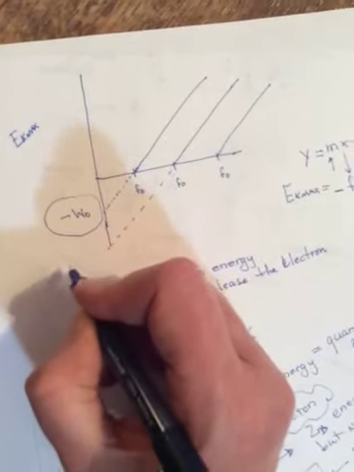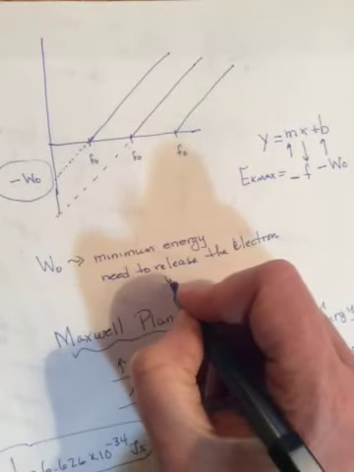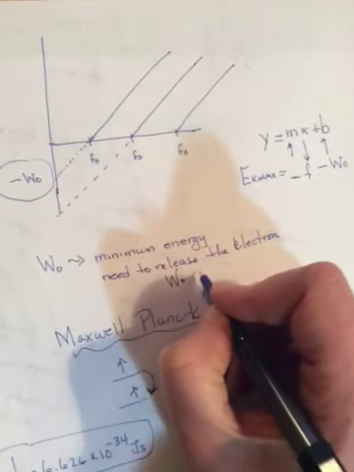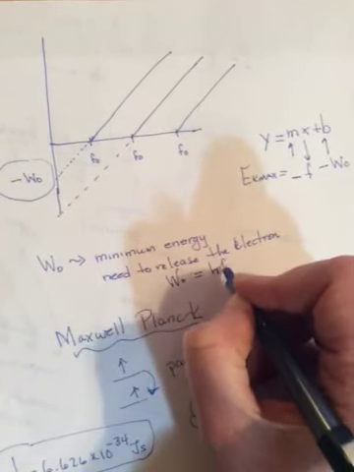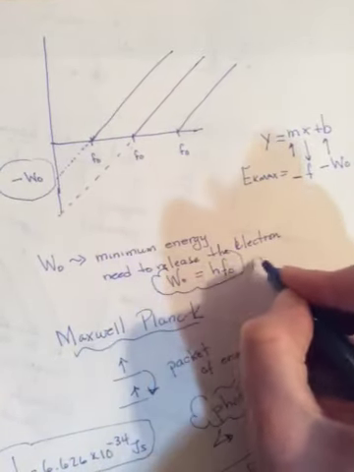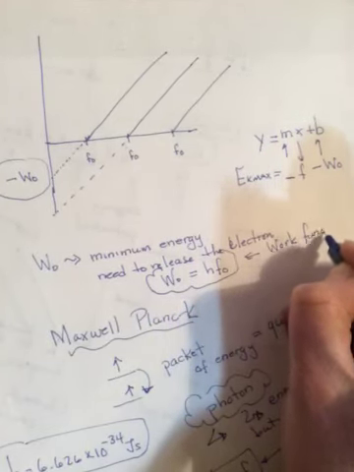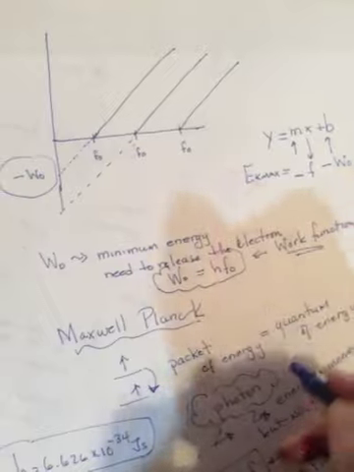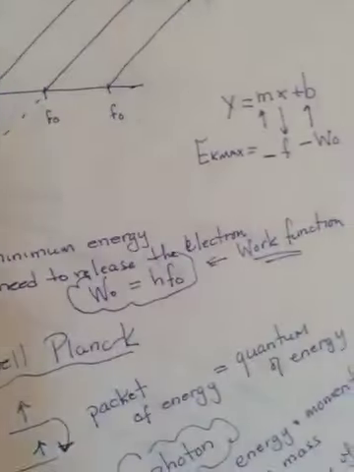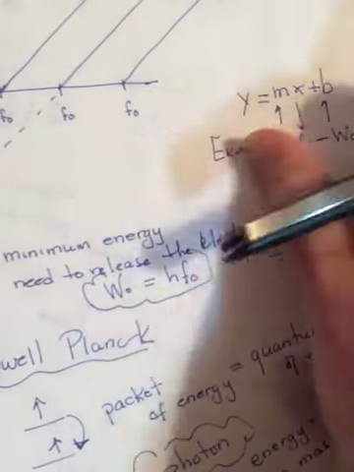So this energy, this minimum energy that the material needs to release the electrons is really just an E, so it must be equal to h times f0, the minimum frequency. This is called the work function, the minimum energy needed to do the work to release the electron. Okay? Where was my equation? Oh, up here. So that's the W0. The EK max we know is 1/2 kx squared.